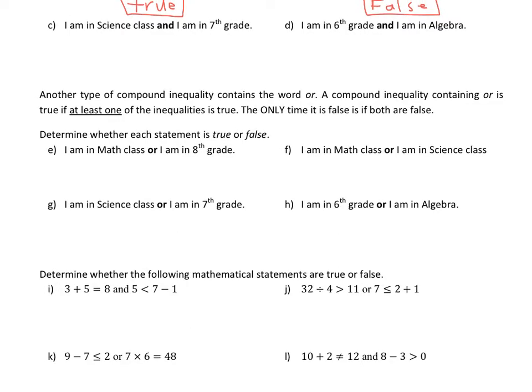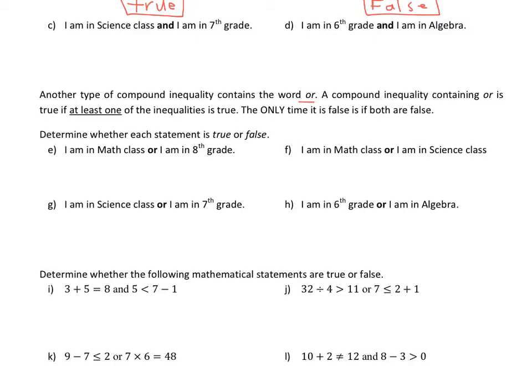Another type of compound inequality contains the word "or." A compound inequality containing "or" is true if at least one of the inequalities is true. The only time it is false is if both are false. So let's mix it up. Let's do G this time.